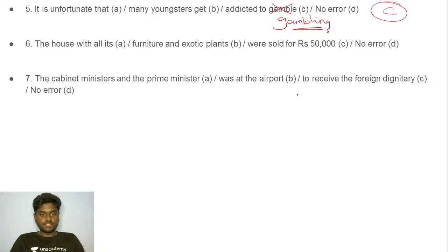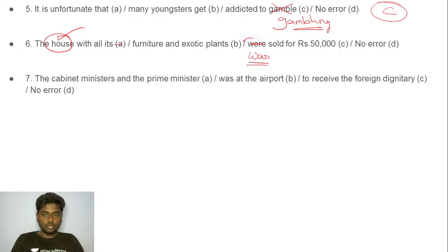Yes, very good, Jeremy. Superb. So if you see here, the house with all its furniture and exotic plants, where it is not "were", this "were" should be replaced with "was". Why? Because they are talking about the house. House is singular. Did you get this? As the reference is to the house here, the singular verb "was" should be used.